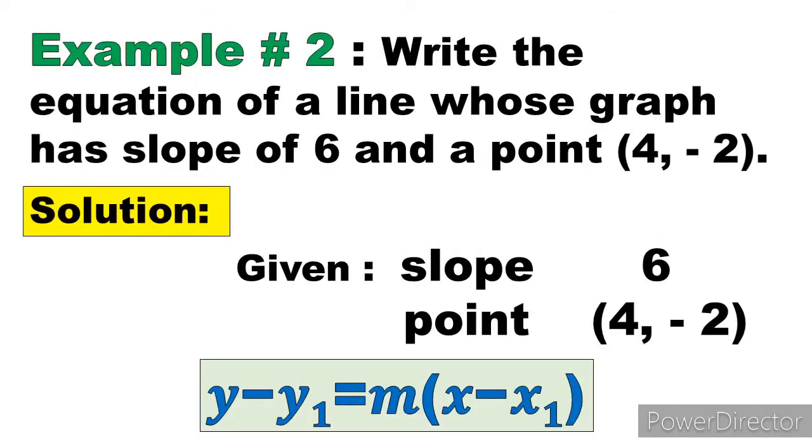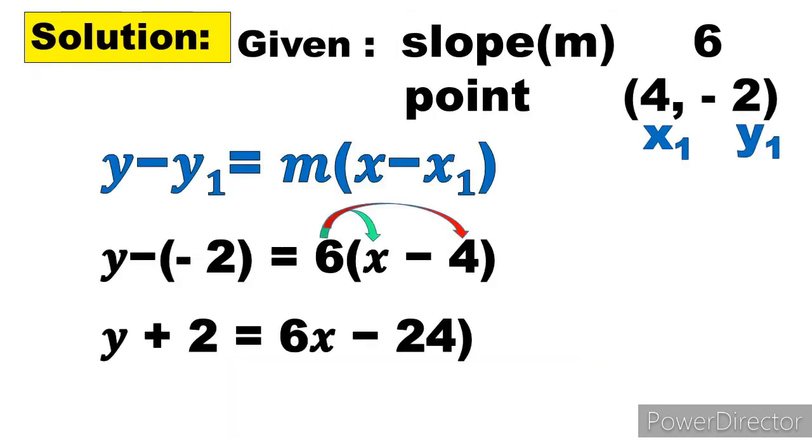And now, this is the example number 2. Write the equation of a line whose graph has a slope of 6 and the point positive 4, negative 2. Okay, and this is our solution. Ano ba yung given natin? So, ang given natin ay slope, which is, the slope is 6. And given ang isang point, which is positive 4, negative 2.